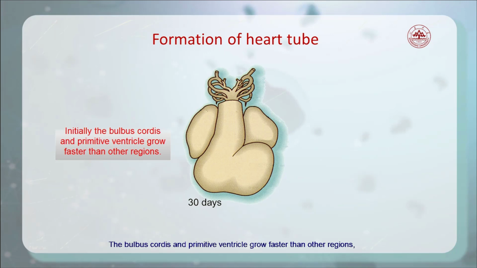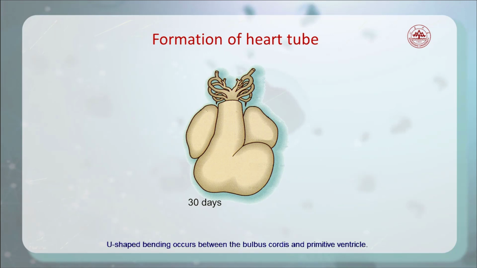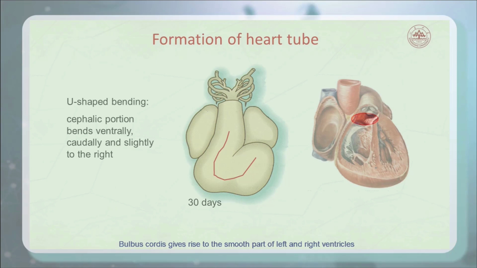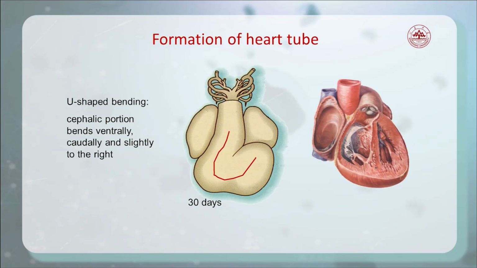The bulbus cordis and the primitive ventricle grow faster than other regions. U-shaped bending occurs between the bulbus cordis and the primitive ventricle. The cephalic portion of the heart tube bends ventrally, caudally, and slightly to the right. The primitive ventricle bends dorsally, cranially, and slightly to the left. Later, the bulbus cordis gives rise to the smooth parts of the left and right ventricles, and the primitive ventricle gives rise to the trabeculated part of the left and right ventricles.